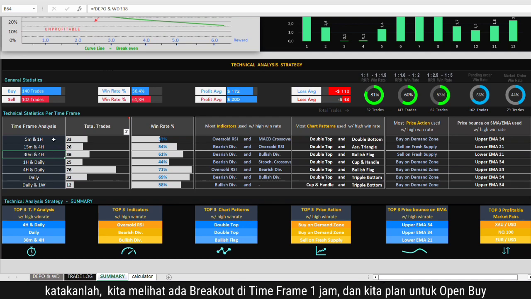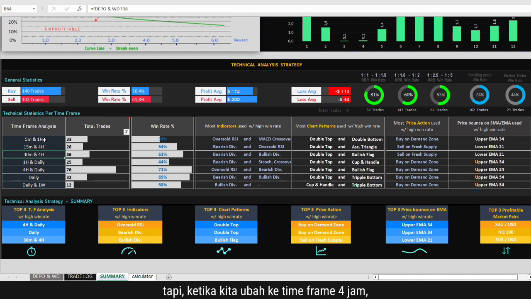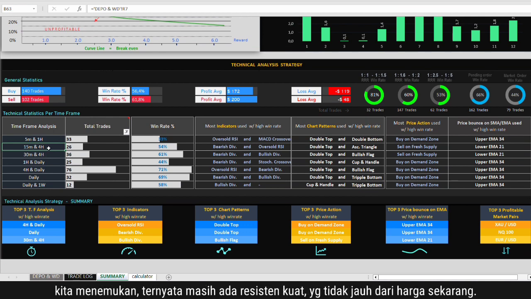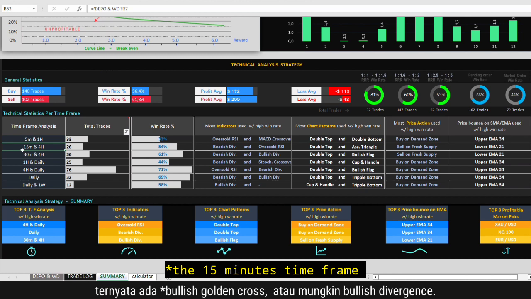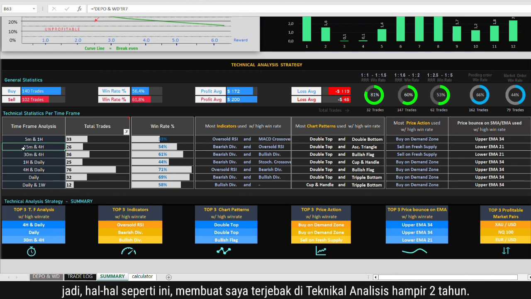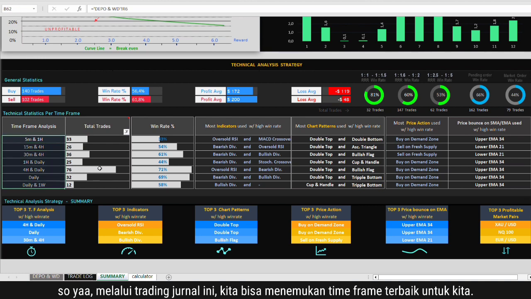Let's say we see a breakout on the 1 hour time frame and we plan to open a buy. But when we switch to the 4 hour time frame, it turns out that there is still a big resistance not far above it. And we switch back to a small time frame, let's say the 15 minute time frame, and then there is a golden cross or even a bullish divergence. Things like this kept me stuck in technical analysis for almost 2 years. So that's why time frame for me is very important. Through this trading journal we can find out the best time frame for us.